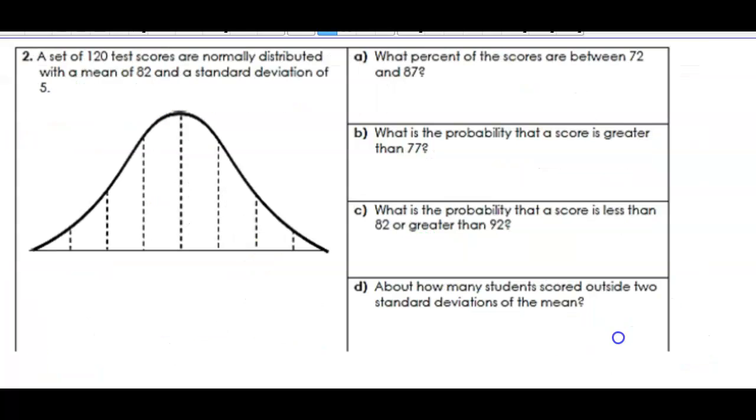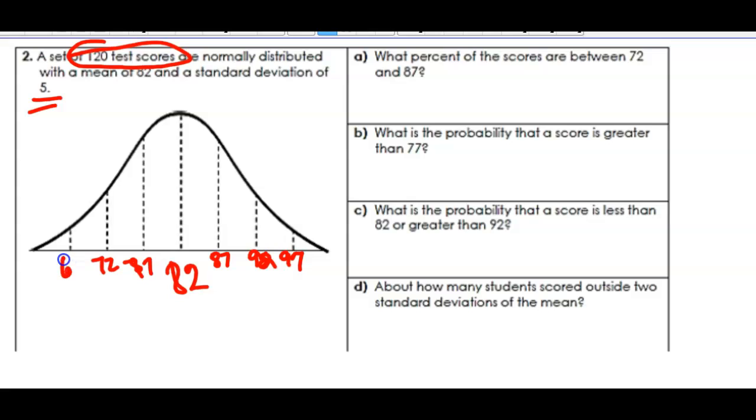All right, I'm going to go a little quicker. This one says we have a mean, and 120 test scores. We're going to need that later. The mean is 82. That goes right in the middle. A standard deviation of 5. So we add 5, add 5, add 5. We subtract 5, subtract 5, subtract 5. Sorry, that's scribbly writing.